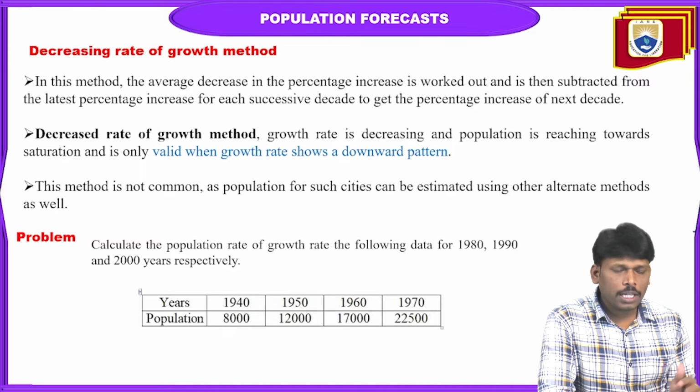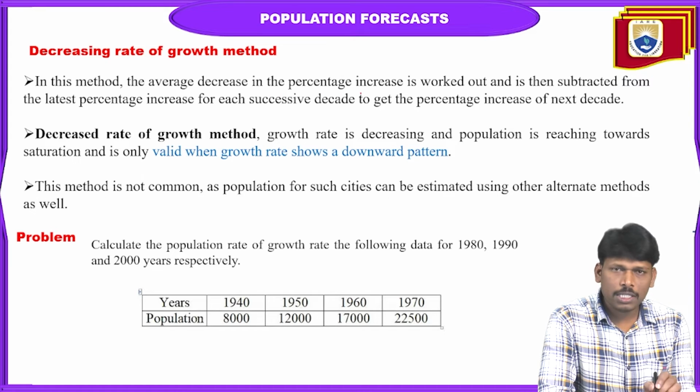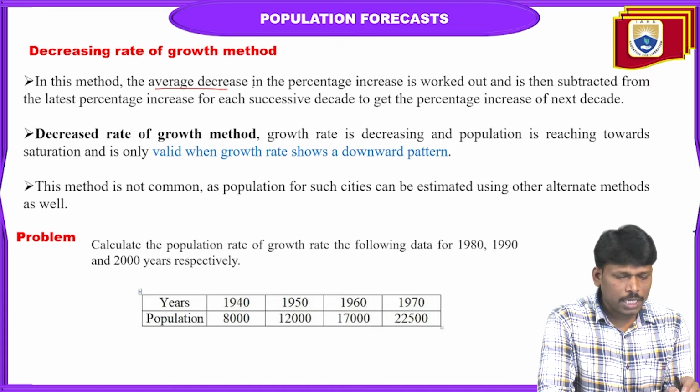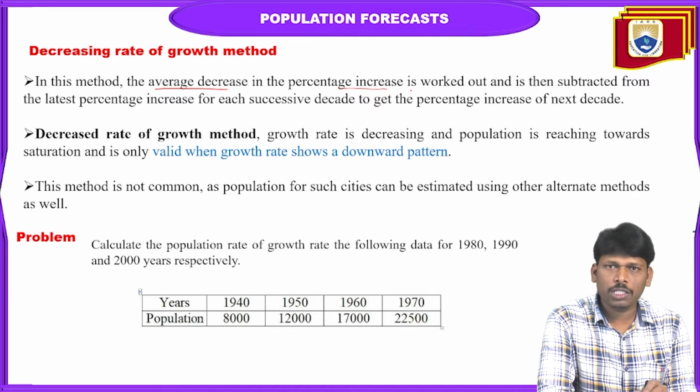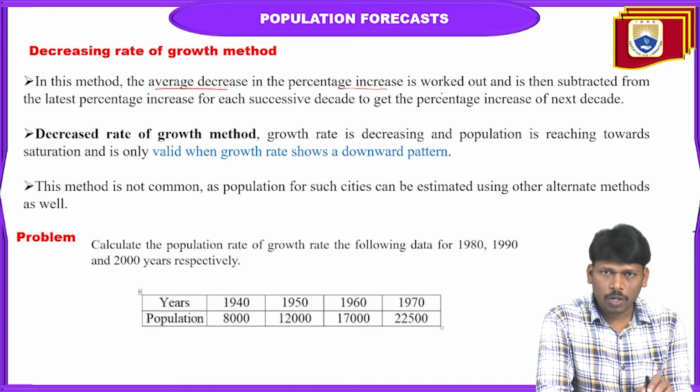Here, the decreasing rate of growth method is nothing but this: in this particular method, the average decrease in percentage increase is worked out first. For example, if you take any two successive decades, first we are supposed to calculate the average decrease in the population percentage increase between those two successive decades. So it should be worked out first.